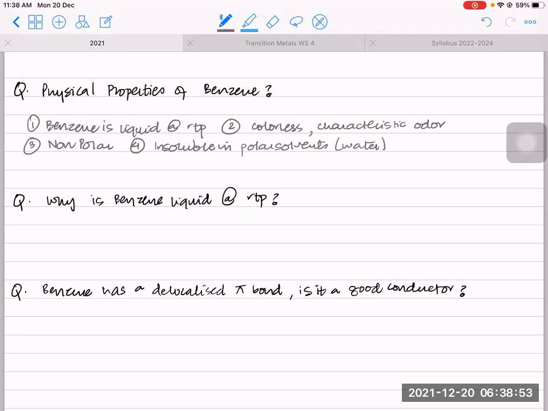And why is it non-polar? Because it only has carbon and hydrogen. So it is non-polar. What is the melting point of benzene? It is 5.5 degrees Celsius. What is the boiling point of benzene? 80.1 to 83.1 degrees Celsius. So these are the properties of benzene.